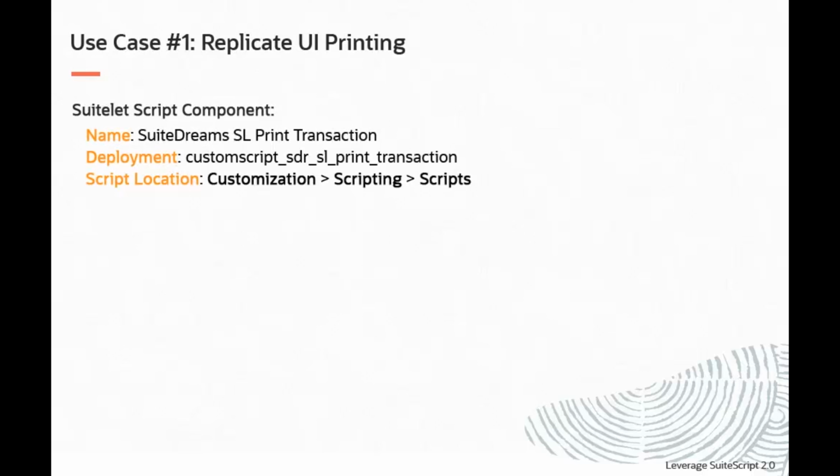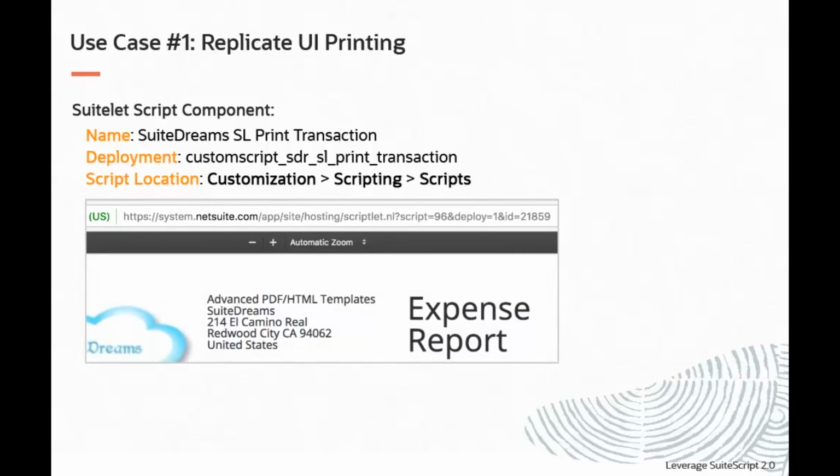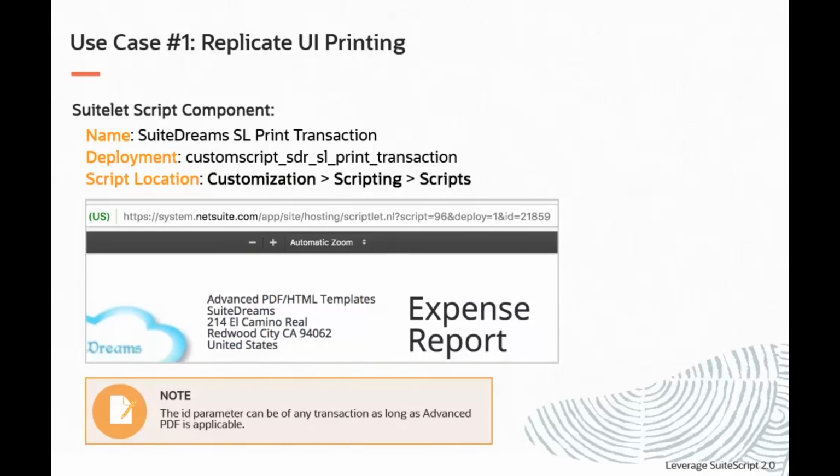Before anything else, please take note that all of the following scripts can be found under Customization, Scripting, Scripts page. For the first use case, this script mimics the process of UI printing, like clicking the print button inside of a transaction record. It also requires the transaction ID to print as a parameter, so make sure to provide the parameter in the URL when running the script by adding &id equals the sales order internal ID.